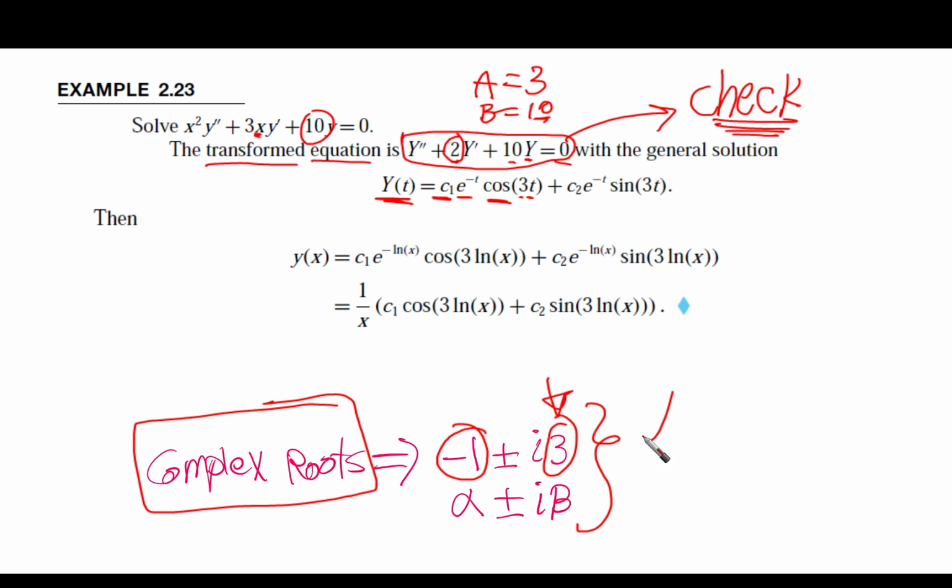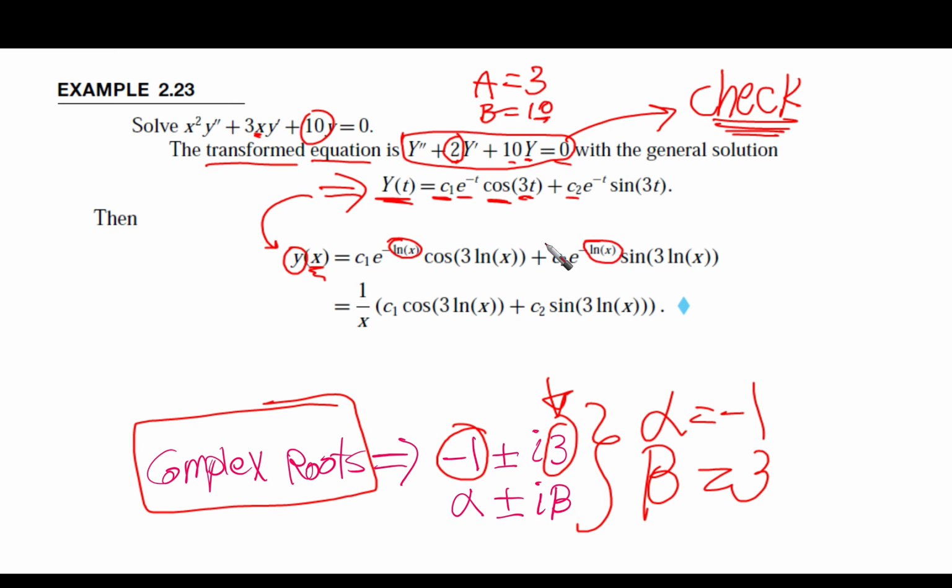So beta is 3, so we have alpha equal to -1 and beta equal to 3, so we have 3t plus c2 e to minus t times sine 3t. Okay, now this is the equation for t itself. Now we're going to transform it to our lowercase in terms of the x variable. So we're going to change every t with ln x, as you can see here, ln x, and here ln x, which is inside the sinusoidal function.